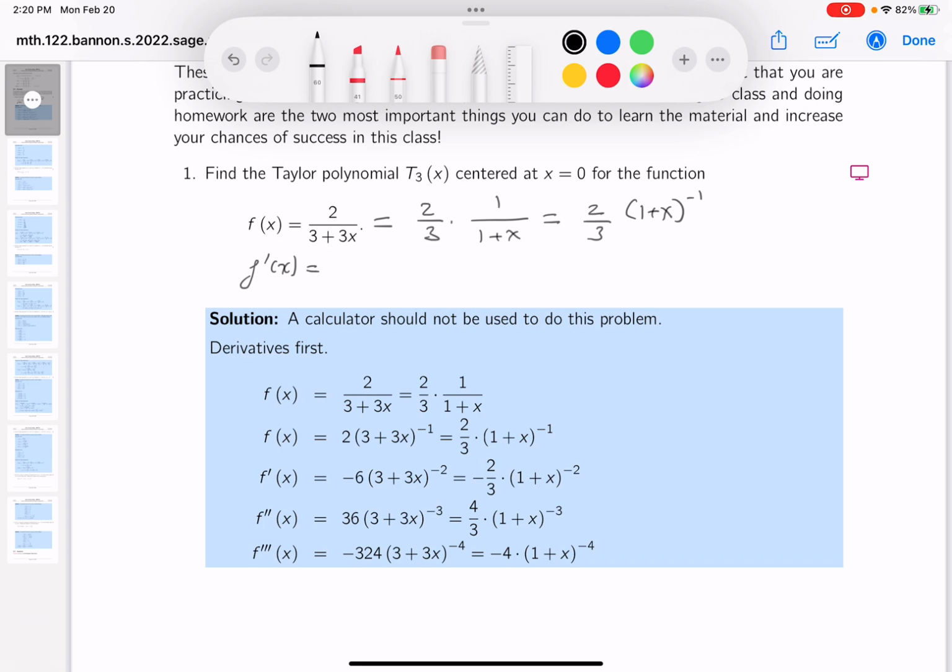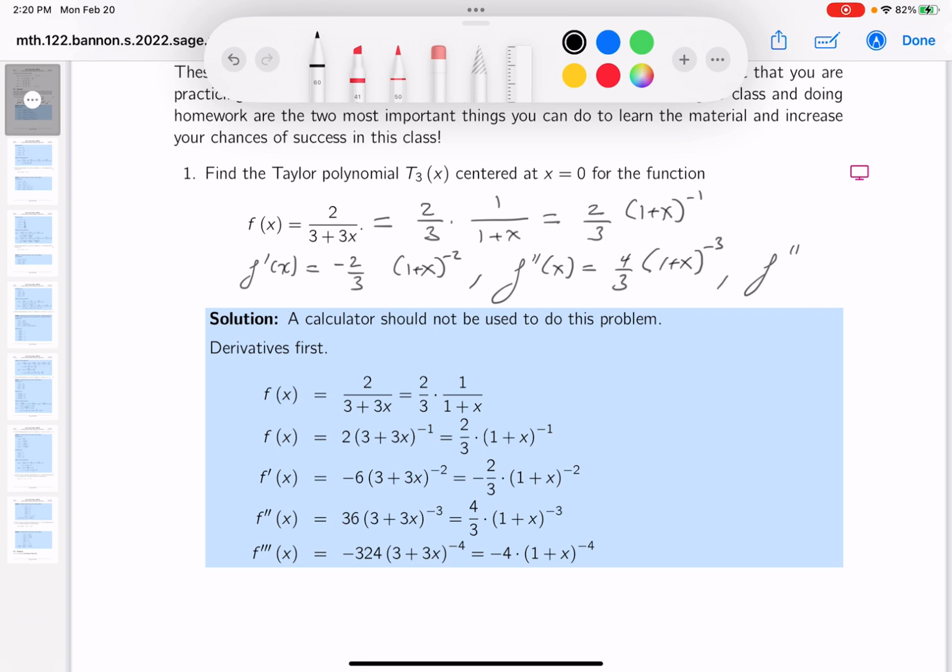Now let me write down f prime of x. Well, it looks like minus 2/3 times 1 plus x to the minus 2. Let's write down f double prime. And what's that going to be? Well, it's going to be 4/3 times 1 plus x to the minus 3.